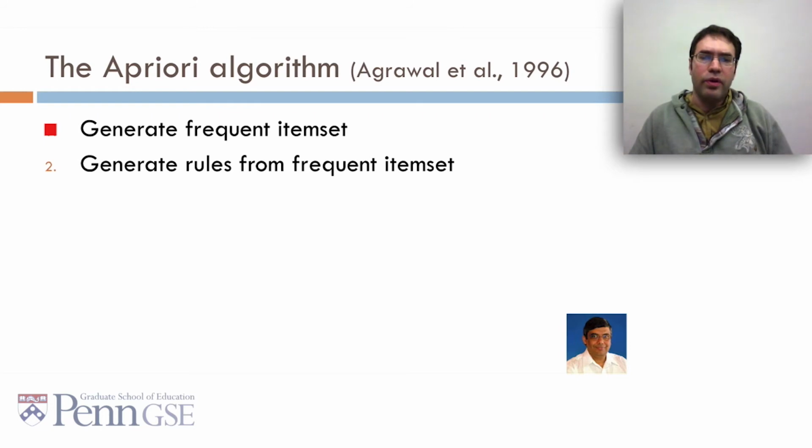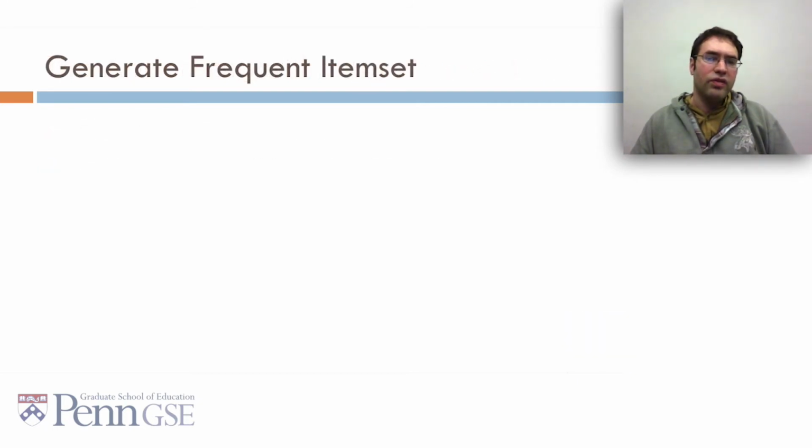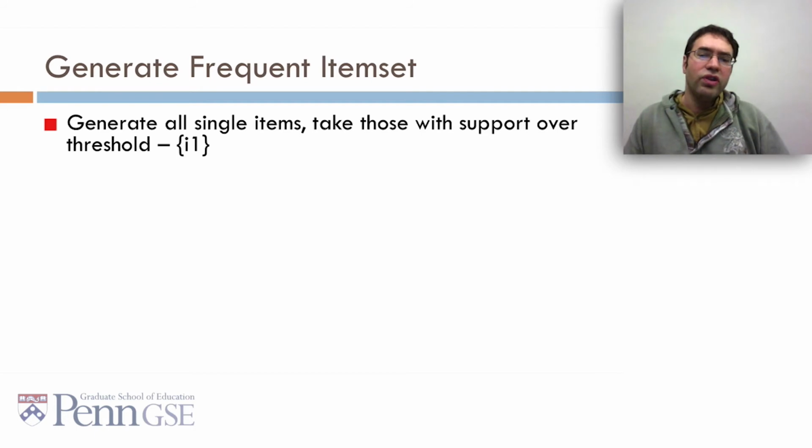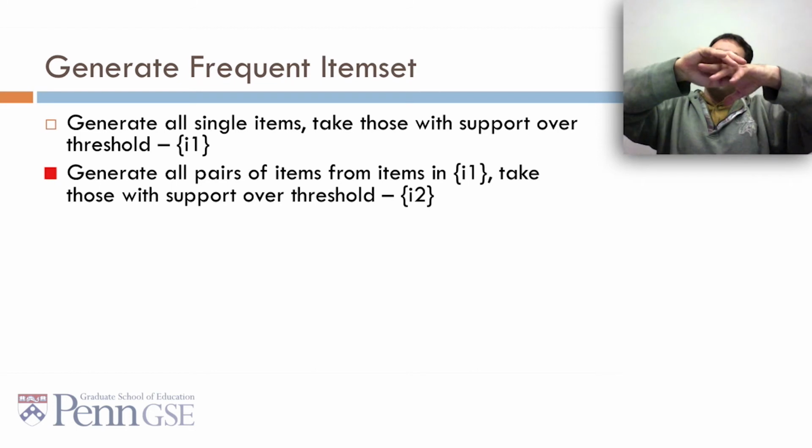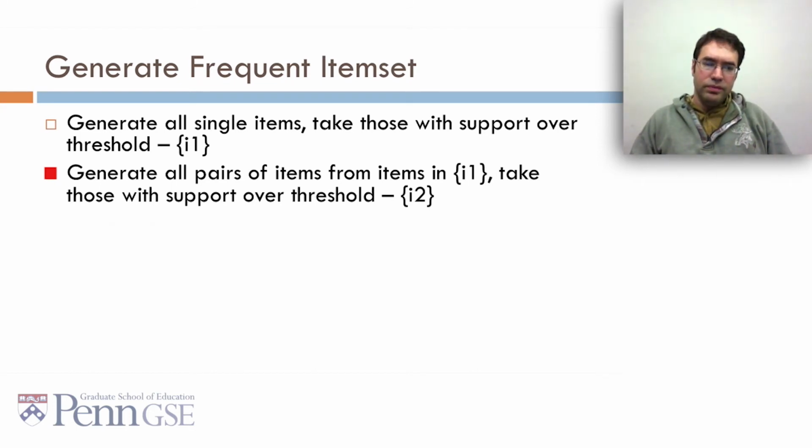Probably the most popular way to do this is the Apriori algorithm, where you generate a frequent item set, and then you generate rules from that frequent item set. So let's look at how you generate the frequent item set. You take all single items, and you take those with support over a certain threshold. Then you generate all pairs of items from items in the set, and you take those with support over the threshold. So you can take all the pairs that are more common than your minimum.